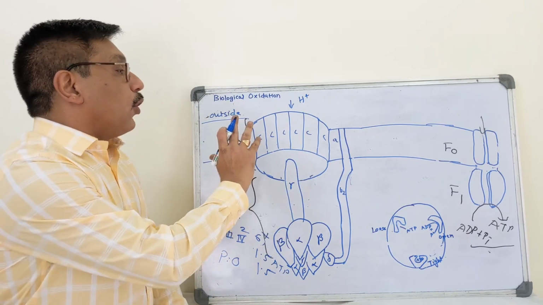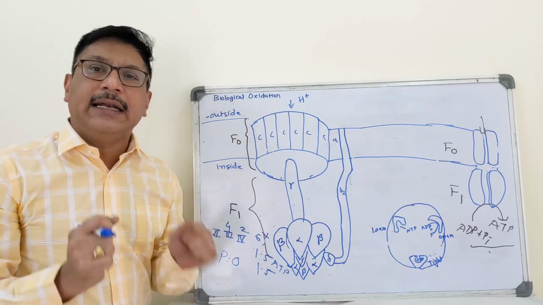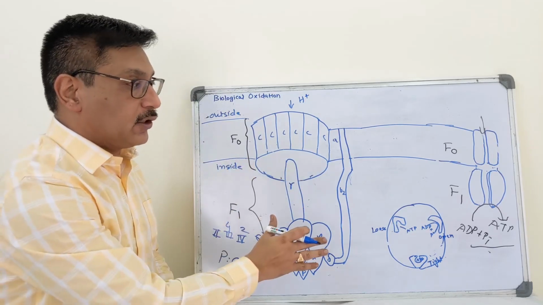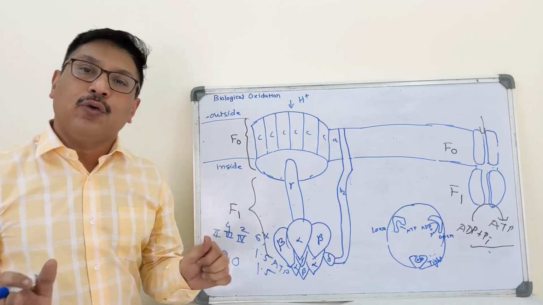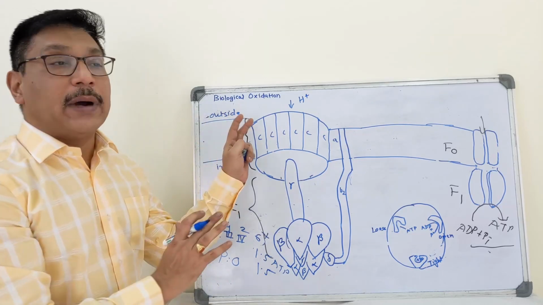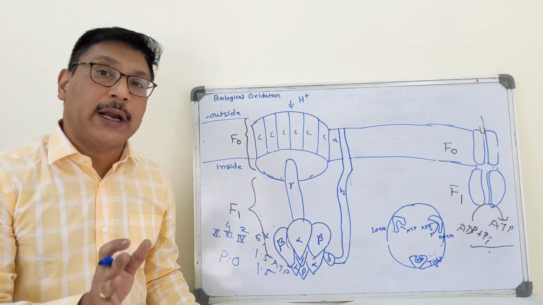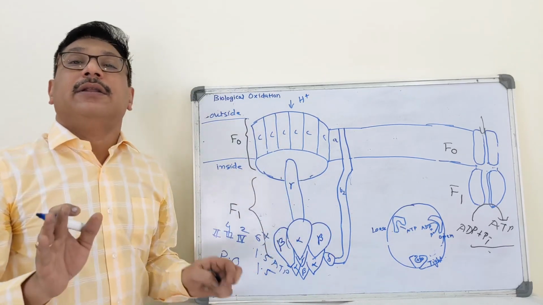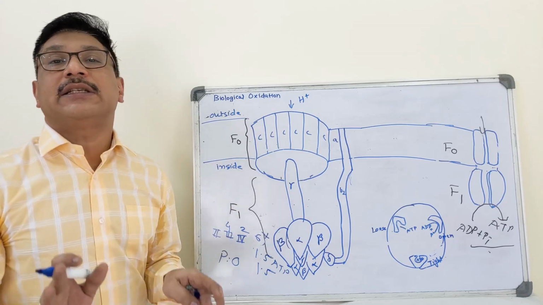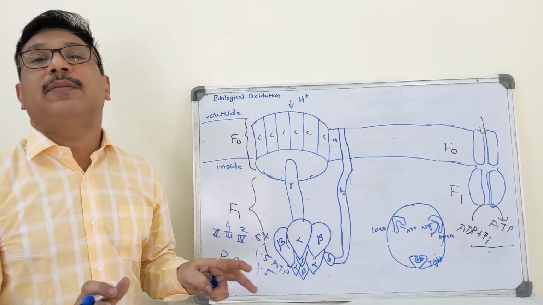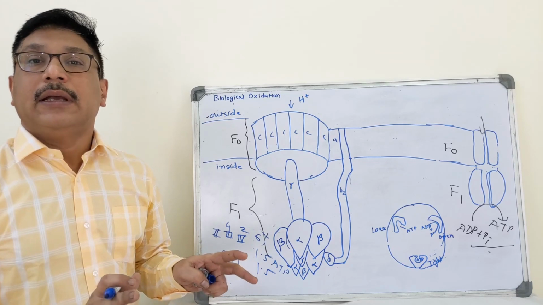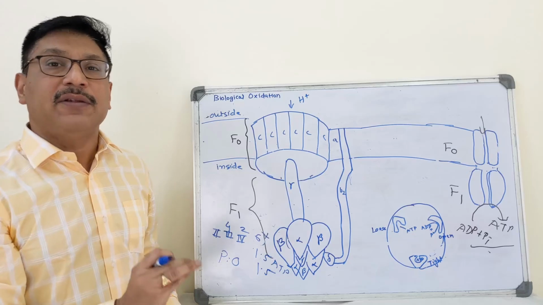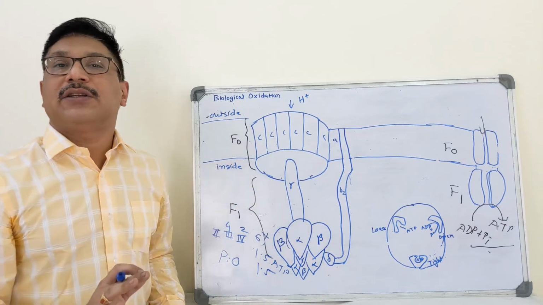Now this oxidation and phosphorylation are very tightly coupled. So oxidation cannot take place without phosphorylation of ADP. The rate of biological oxidation, or oxidative phosphorylation, depends on the availability of ADP. If more ADP is available, more oxidative phosphorylation will take place. If less ADP is available, less oxidative phosphorylation will take place.